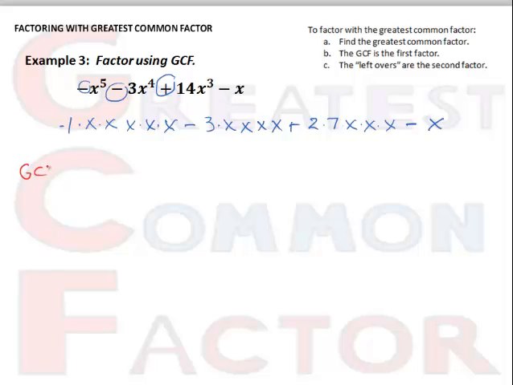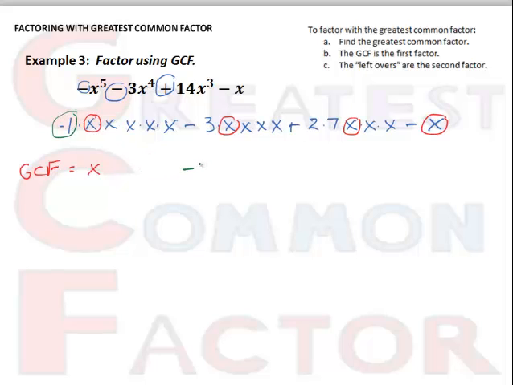So the GCF, the first one has a minus 1. There's not a minus 1 in all of them, so we don't need that. There's an x in the first one, an x in the second one, an x in the third one, and an x in the last term. So that's part of our GCF. There's another x in the first one, another x in the second one, another x in the third one, but there's no more x's in the fourth one. As a matter of fact, everything's gone from the fourth one, so I know my GCF is just going to be x. Okay, so now my leftovers are just what's left there.